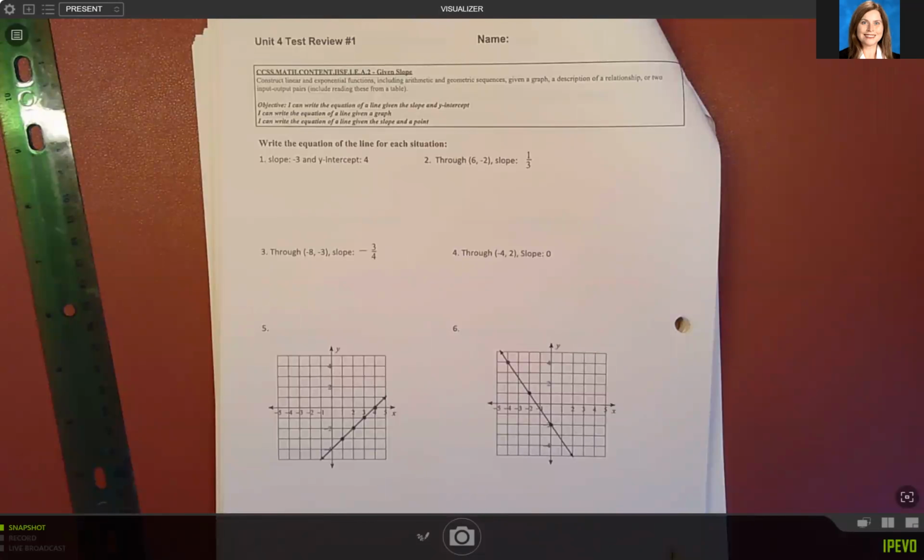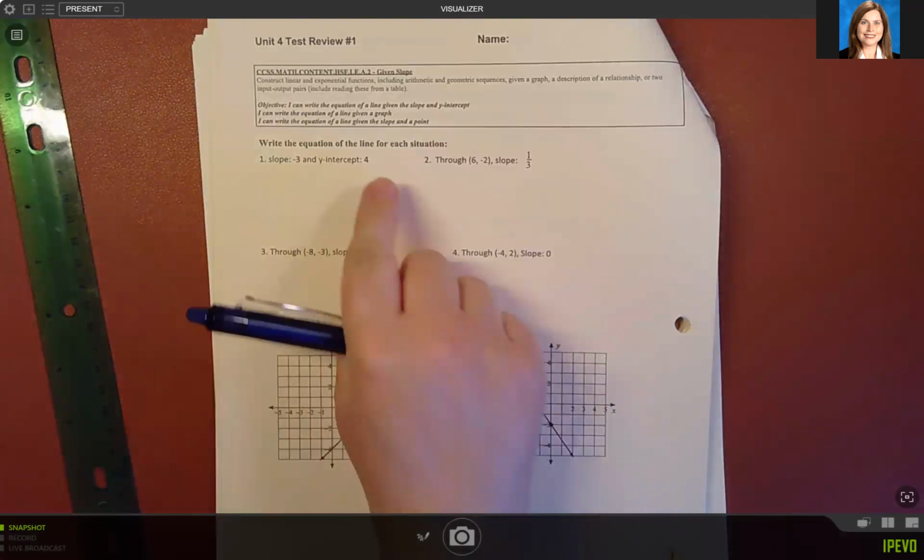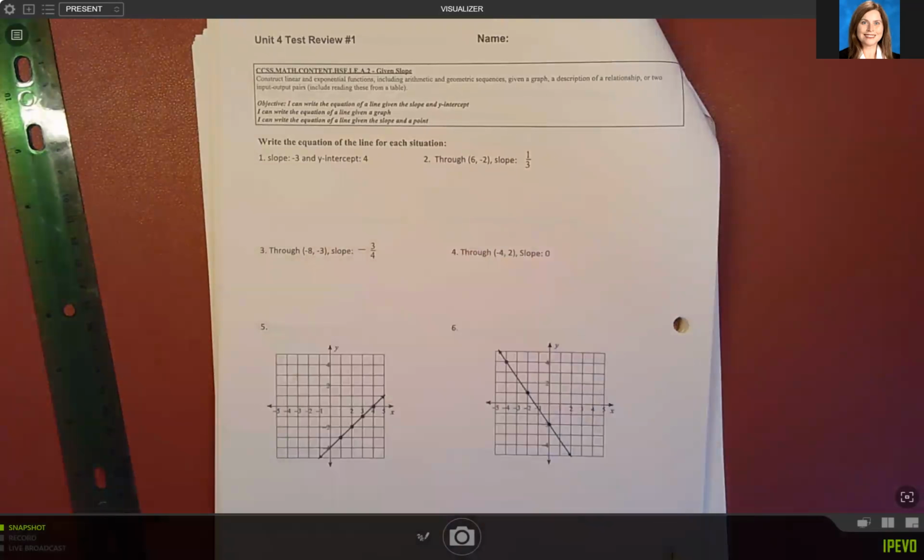So we are looking at our Unit 4 test review today. Our first standard is to be able to write the equation for a line given slope in some format that can be on the graph or given. So number one, write the equation of a line with a slope of -3 and a y-intercept of 4.